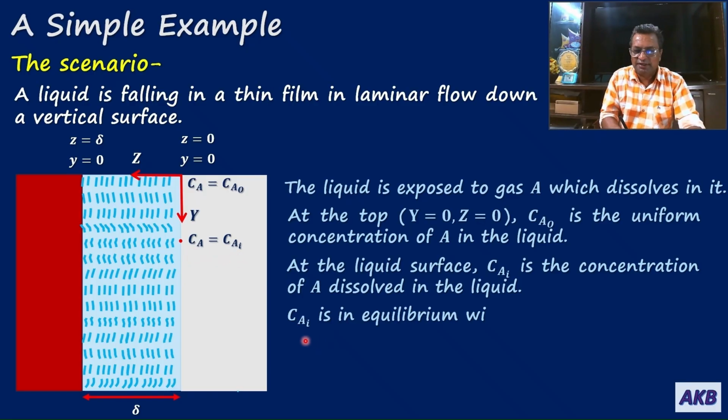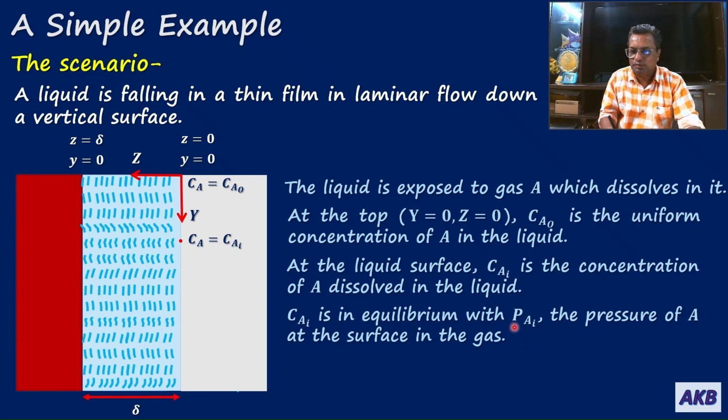Now this CAi, the concentration of E in the liquid at the surface, is in equilibrium with PAi. What is PAi? The pressure of gas E at the surface. It is this pressure, which I am denoting as PAi. It is in equilibrium with CAi. What is CAi? CAi is the concentration of E in the liquid at the surface. So we are talking about this point, the red dot that I have shown over here.